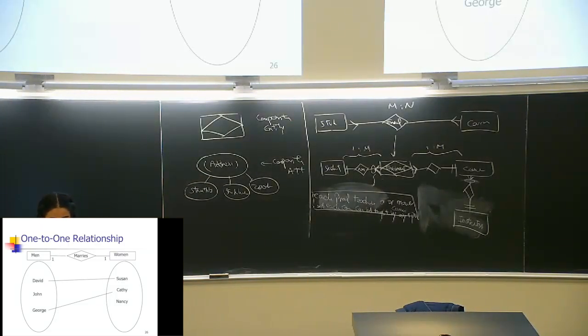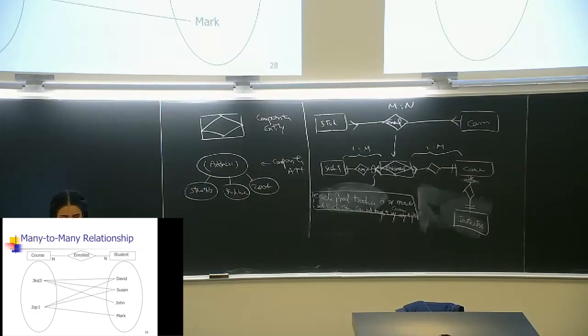1-to-1 relationship, men can marry only one woman. And if that's the case, this is an example of 1-to-1. And so as you see, each instance of the man is linking to just 1 instance of the woman, right? Instructor teaching multiple courses. Each course can be taught by only 1 instructor. This is how you can see it, right?